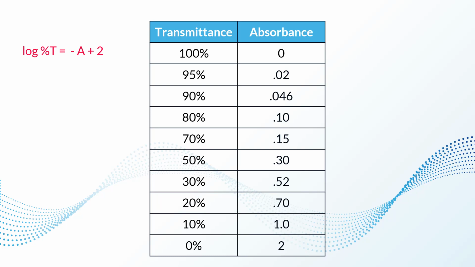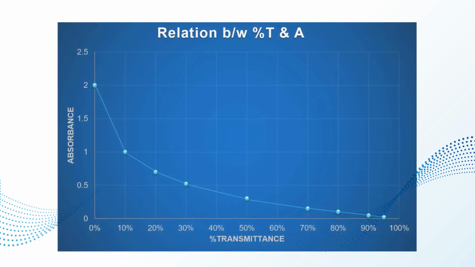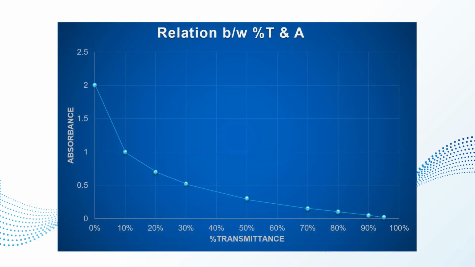So it is changing exponentially, as we can see in the next plot. On one side you have absorbance and on the other side transmittance. At 0% transmittance you have an optical density of 2, and as you gradually move towards 100% transmittance, the optical density or absorbance goes to 0. So this is the relation between the percent transmittance and absorbance or the optical density.